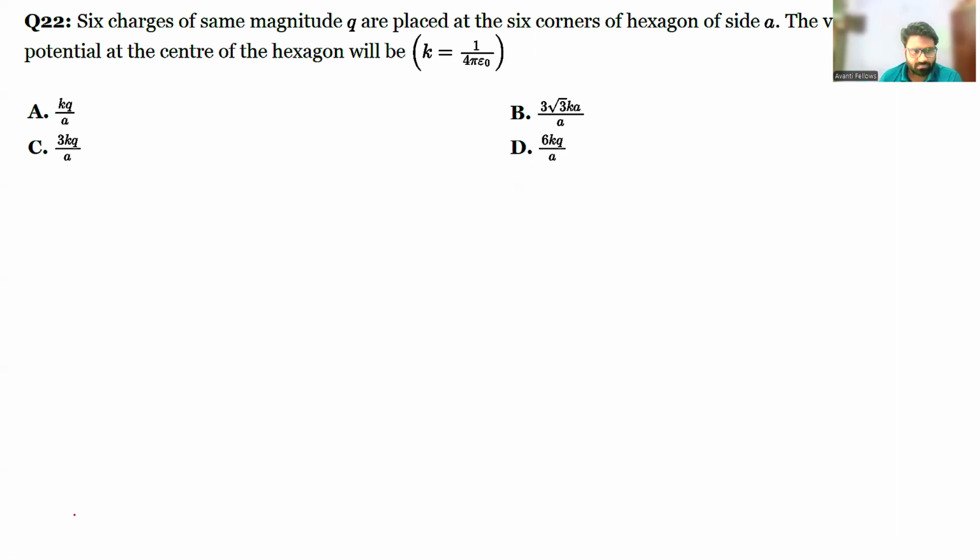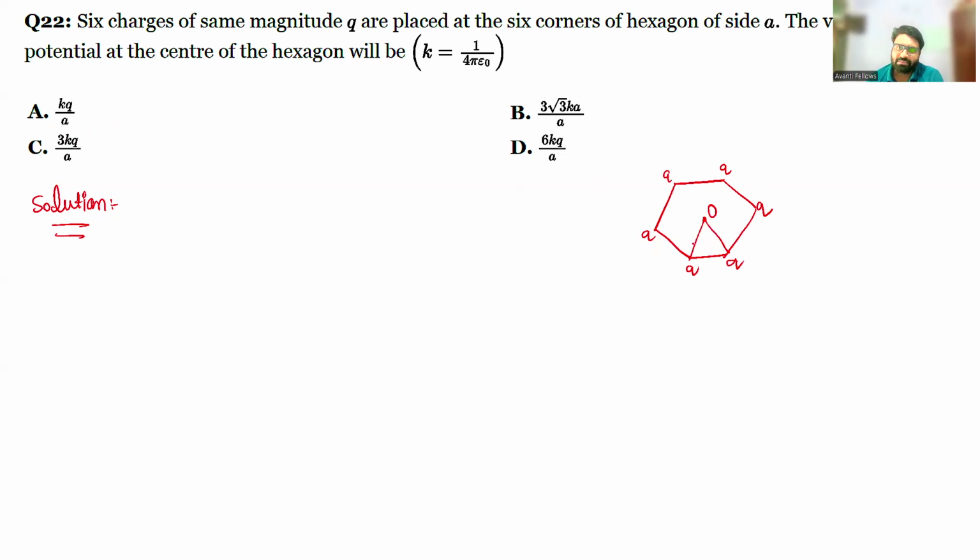Now, let me just start solving it. So in this question, what is given to us? There is a hexagon which has six sides and the six sides are equal. All the charges are placed at the corners of the hexagon. This is the center. Now, what is the potential at this center?